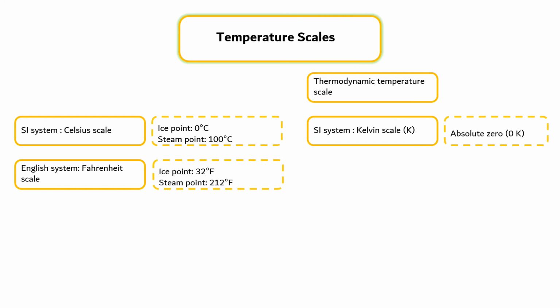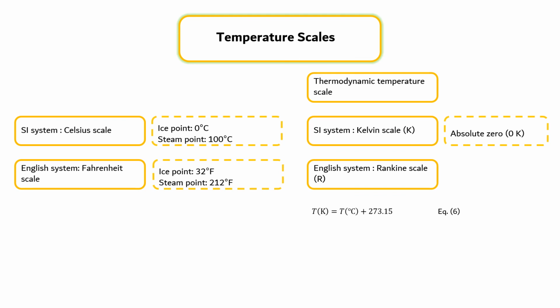The thermodynamic temperature scale in the English system is the Rankine scale, named after William Rankine. The temperature unit on this scale is the Rankine, designated by the symbol R. The Kelvin scale is related to the Celsius scale as shown in equation 6, whereas the Rankine scale is related to the Fahrenheit scale as shown in equation 7. The temperature scales in the two unit systems are related by equation 8 and equation 9.